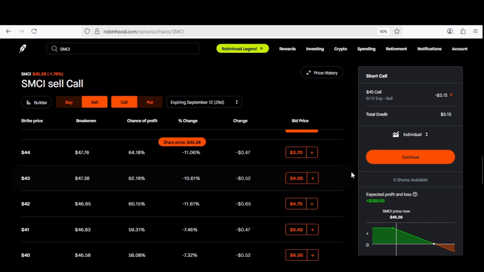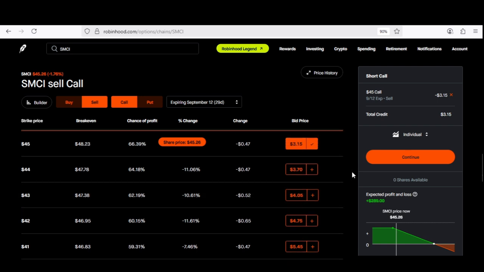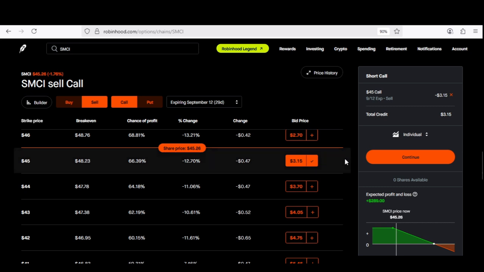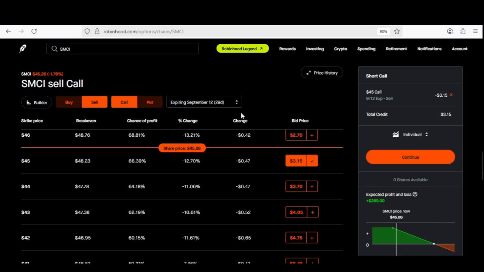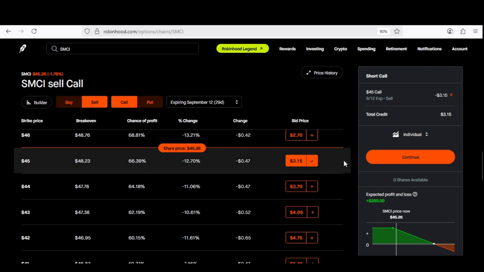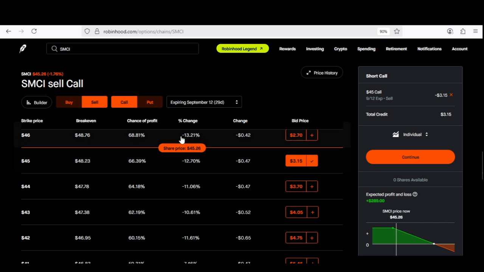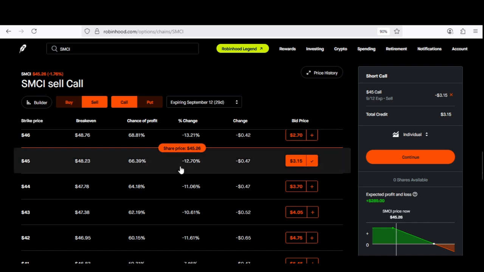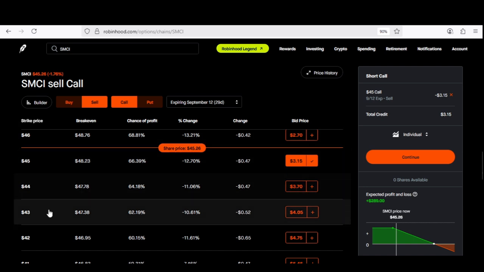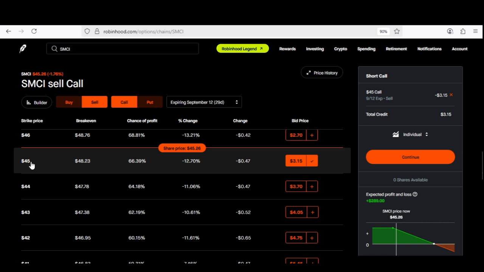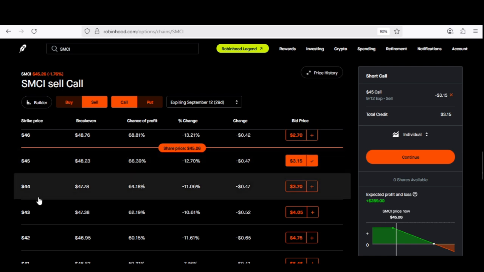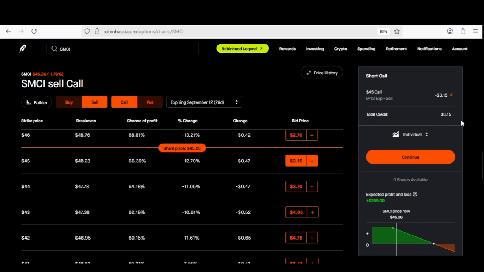Now, how does this trade work out? We're going to stick with the $45 strike price for now in order for me to explain how this trade could work out. So come expiration date of September 12th, you've sold the covered call. You ideally want the share price to remain below the strike price you chose. In this case, it's going to be $45. Whenever the share price stays below that, then you keep your $315.